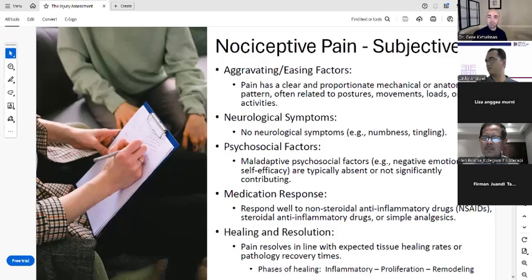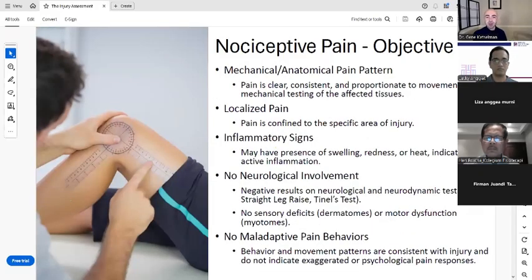Okay? So for objectives, what will you see when you're testing these individuals? So when it comes to mechanical and anatomical pain patterns, their pain is very clear, like we mentioned before, consistent and very proportionate to movement or mechanical testing. So it happens very consistently when you specifically load the injured tissue. It's going to be localized pain, like what we talked about before. The pain is confined to the specific area of the injury.